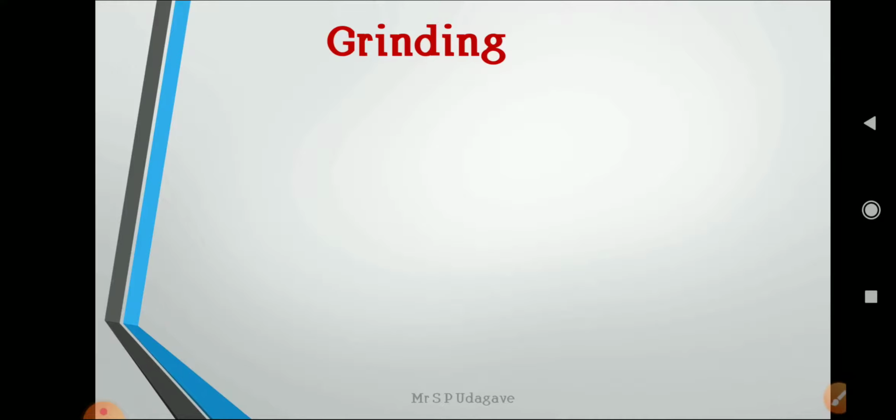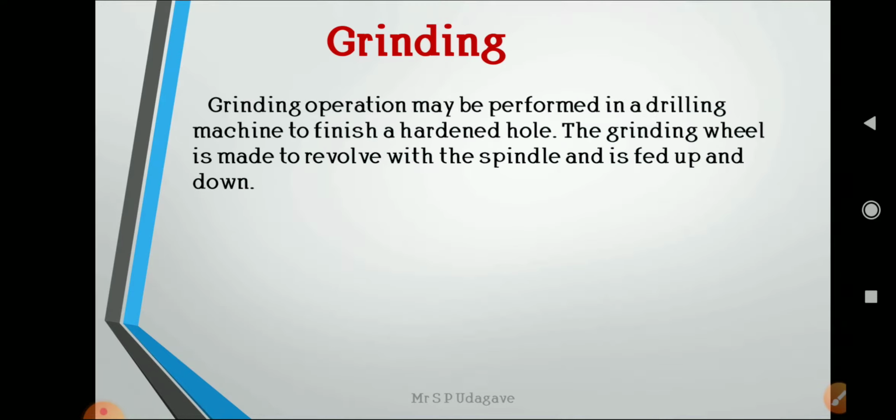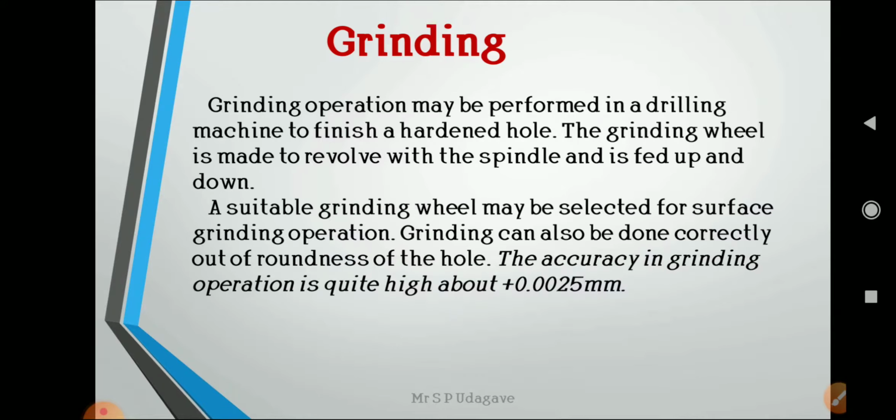Next is the grinding operation. Grinding may be performed in a drilling machine to finish a hardened hole. The grinding wheel is made to revolve with the spindle, and it is fed up and down inside the hole. A suitable grinding wheel may be selected for the surface grinding operation. Grinding can also be used to correct out-of-roundness of the hole. The accuracy of the grinding operation is near about 25 microns for giving the final finish.